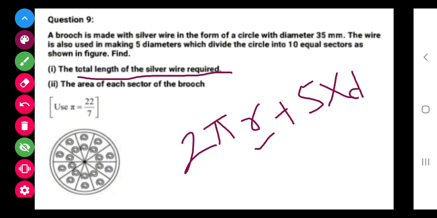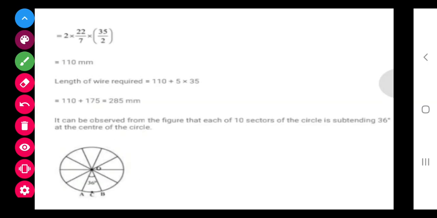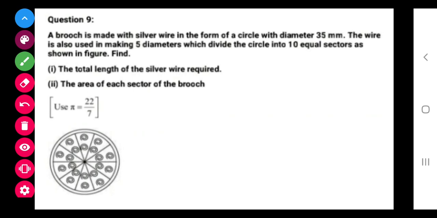R we will determine from here, that is 35 upon 2, and here D is 35. So in millimeter we will get the answer. This is a brooch type design. So class, this is the way finally we are getting the answer. The same they have done. And finally the next question is the area of the sector of the brooch.